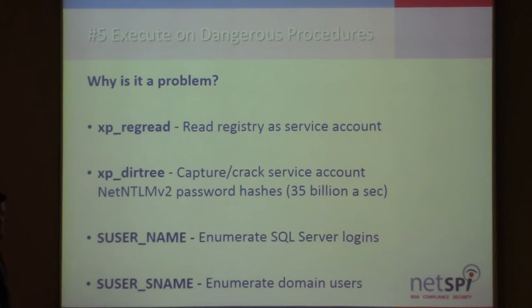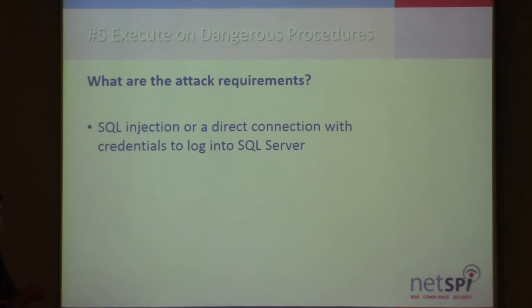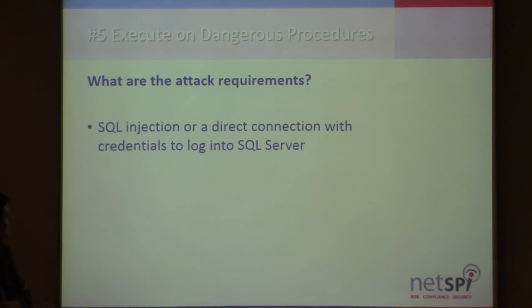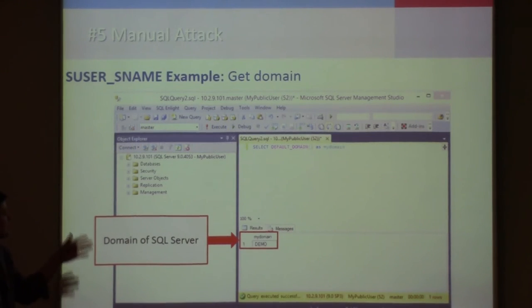A little less impactful, but still really interesting, are these two functions. They allow you to enumerate all of the SQL Server logins and all of the domain users on your network as public. By default, you shouldn't have the rights to view a list of other SQL logins that are on the server, and sure as heck aren't supposed to be able to view other domain users. The attack requirements for this are pretty straightforward: SQL injection or a direct connection. I thought for this one I would go through the domain users because it is very handy during external penetration tests at the network layer. I'll show you why in a sec. So when you install your SQL Server on the domain and you're an attacker coming at this, this is easier to see in Management Studio as opposed to doing SQL injection, so I'm just keeping it simple.